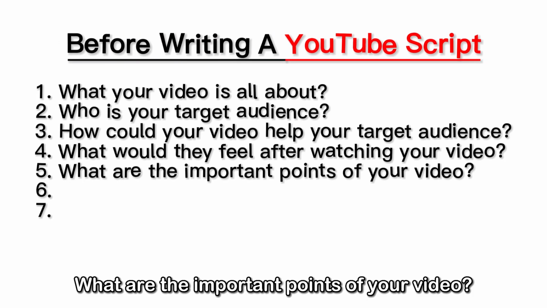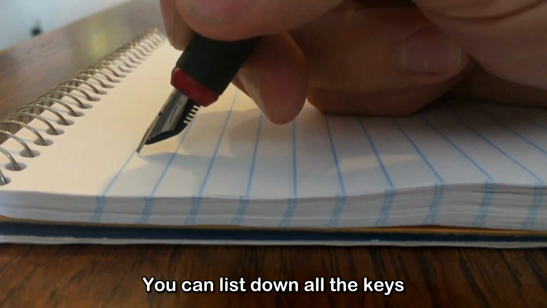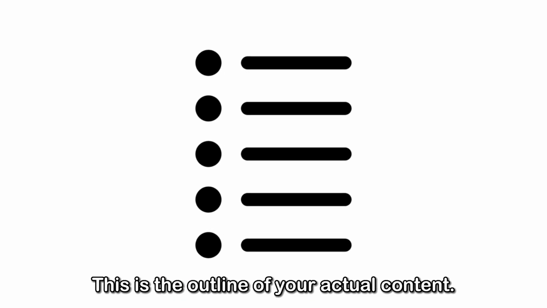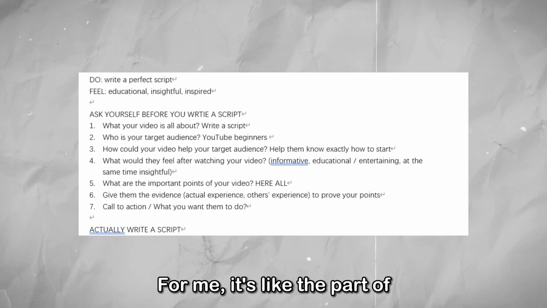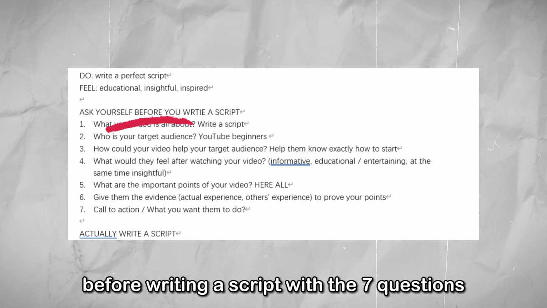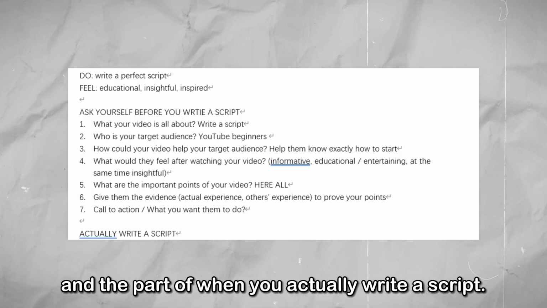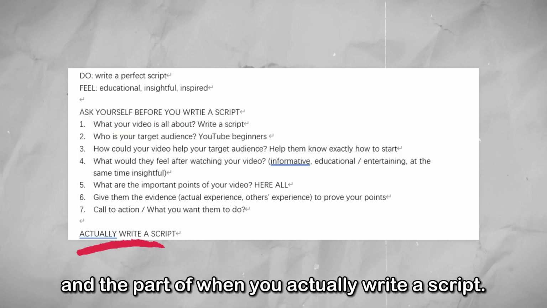Next, what are the important points of your video? You can list down all the key points using bullet points. This is the outline of your actual content. For me, it is the part before writing a script with the 7 questions, and the part when you actually write a script.